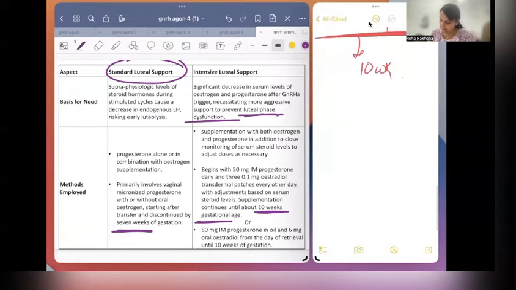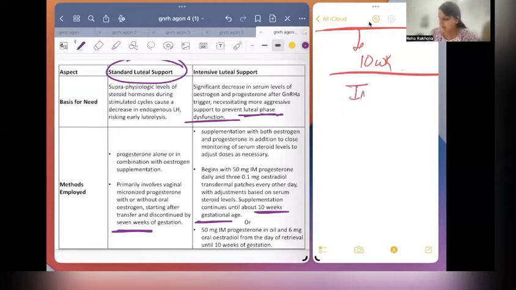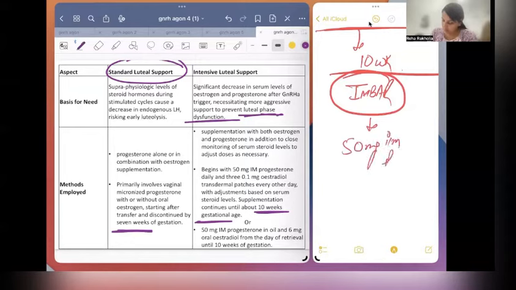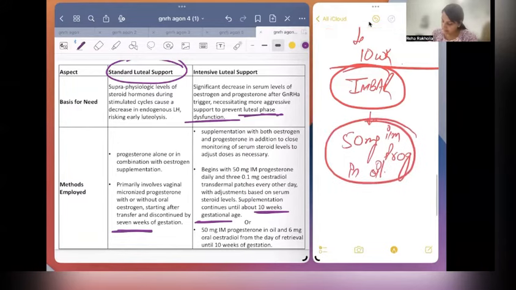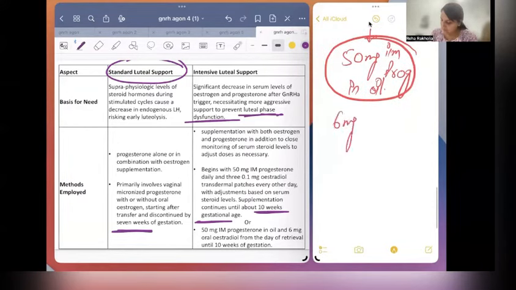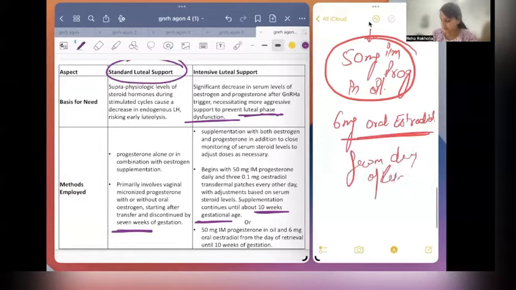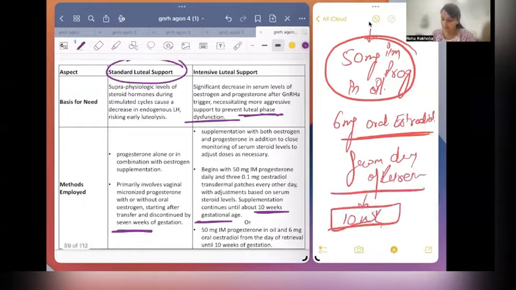Now, what did Imber et al. say? They gave 50 milligram IM progesterone in oil with 6 milligram of oral estradiol from the day of retrieval until 10 weeks.